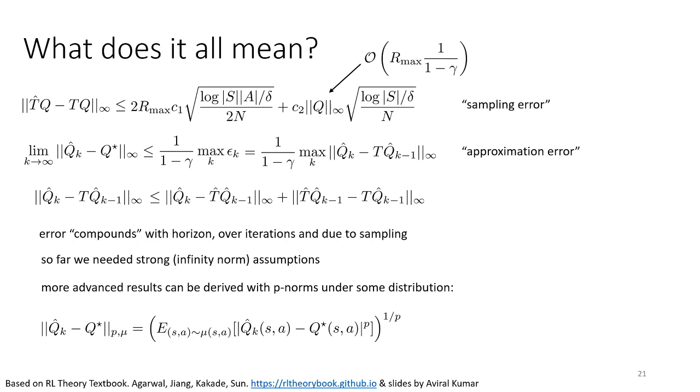Basically, this analysis studies norms of this form, where the p-mu norm is just the expected value under mu of the difference raised to the power p, and then the whole thing is raised to 1 over p. So if p is equal to 2, this is actually the quadratic Bellman error that we're used to. So there's some analysis that we can do with that, but we need some assumptions there too to avoid this non-convergence issue.